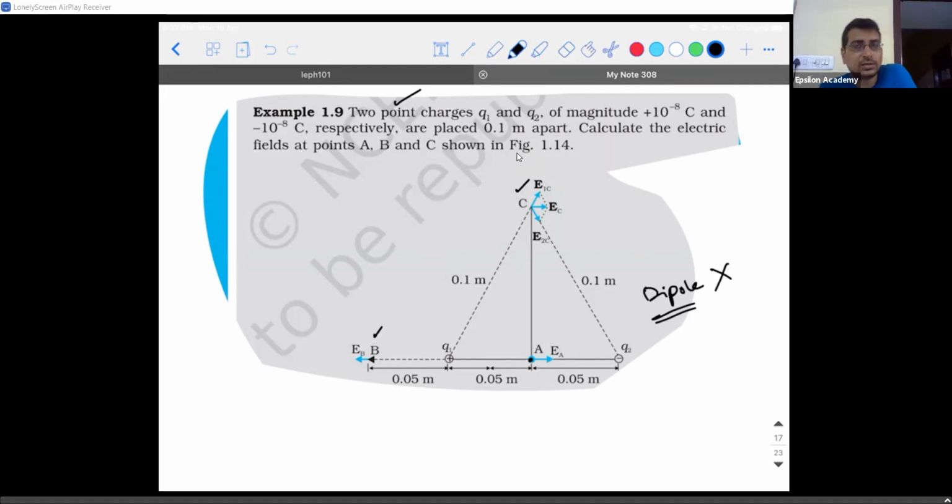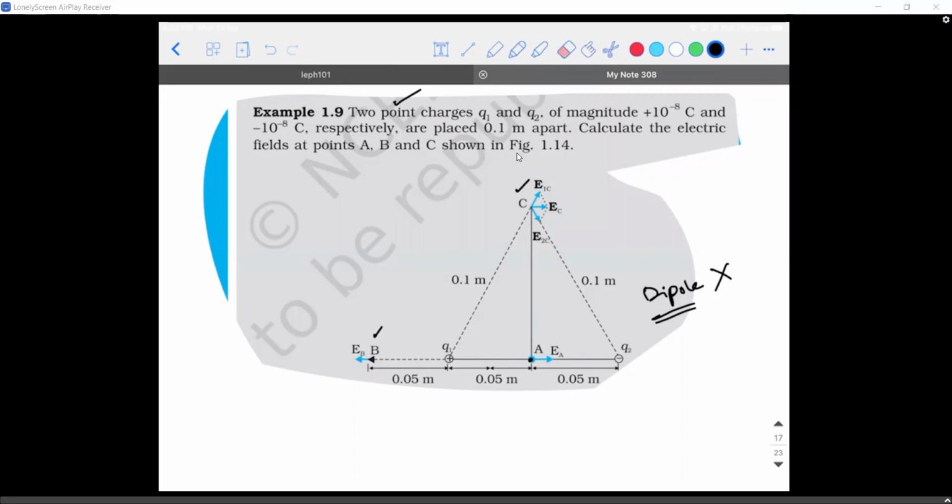The reason is, a dipole has an important term I asked you to underline. What is it? They are separated by a very small distance. I told you what those distances are: they are in terms of angstrom or nanometer. They are that small. Whereas here, if you observe, the distance is 0.1 meter, which is a finite value.